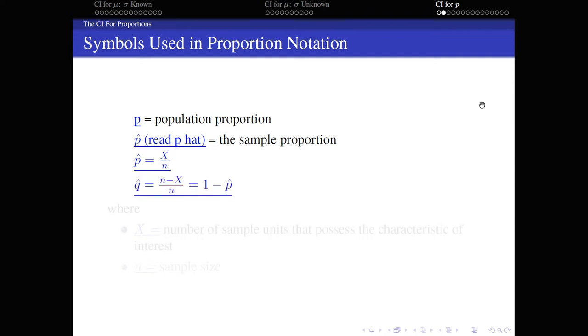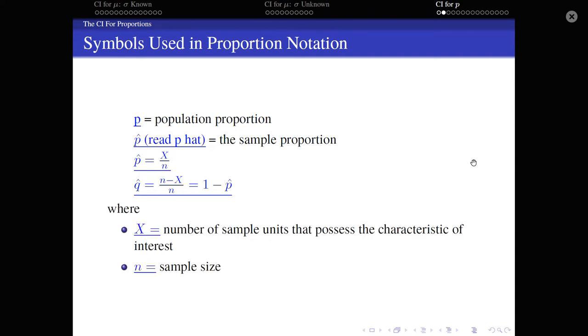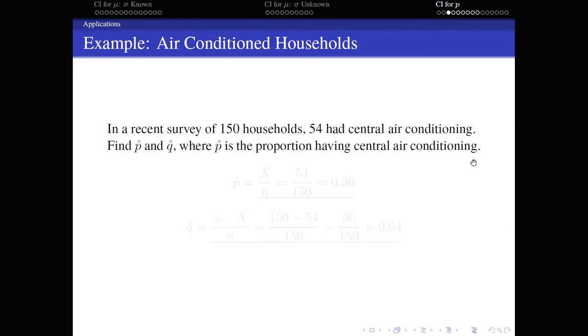And then Q hat's just going to be 1 minus P hat. You could use this formula if you prefer, but I tend to like the 1 minus P hat notation. Makes life a little bit easier. And again, X is the number of successes, or the number of sample units that possess the characteristic of interest, and N is our sample size.